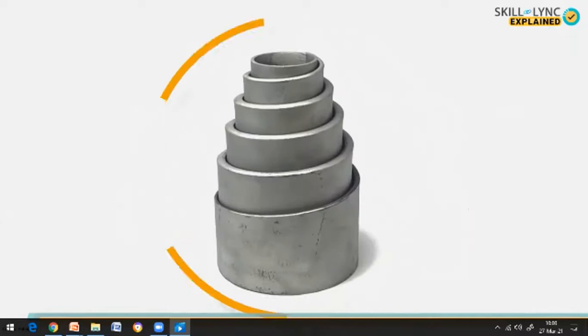Volute springs are similar to conical springs. When compressed, the smaller coils slide inside the larger coils. They are used in places where large compressive forces are to be exerted on small areas.